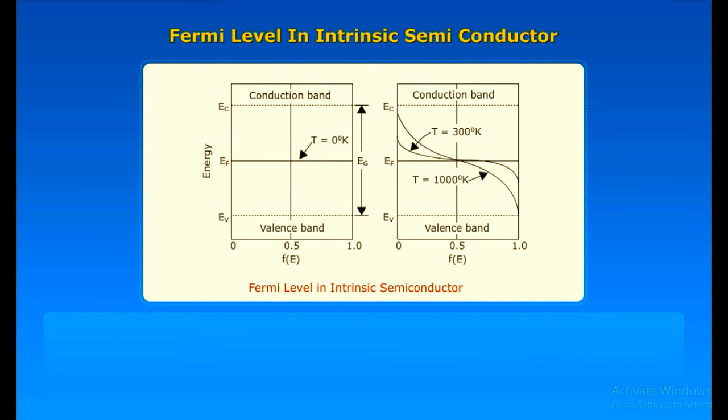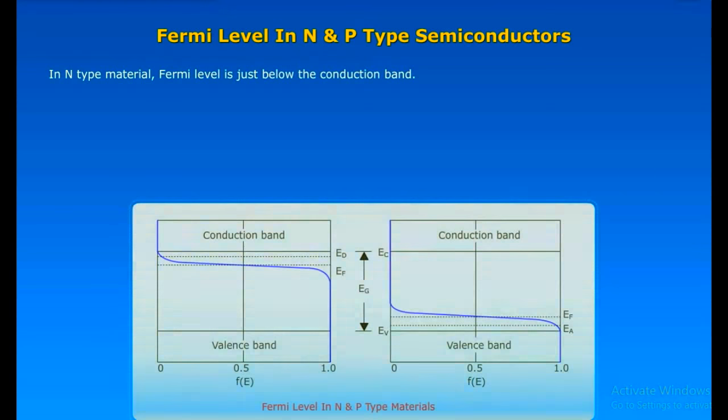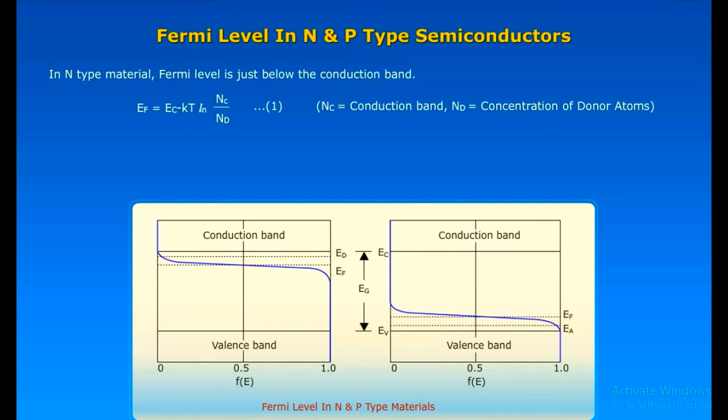Fermi level in intrinsic semiconductor. Fermi level lies in the center of the forbidden energy gap for an intrinsic semiconductor. Fermi level is given as, where EF is Fermi level, EC is conduction band energy level, EV is valence band energy level. Fermi level in N and P-type semiconductors. In N-type material, Fermi level is just below the conduction band. Fermi level is given as, in P-type material, Fermi level is just above the valence band.